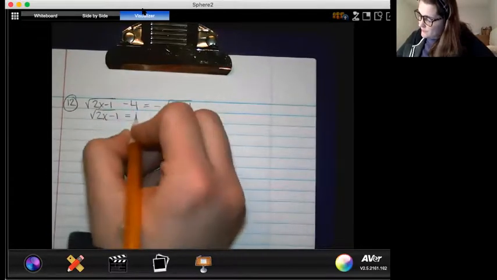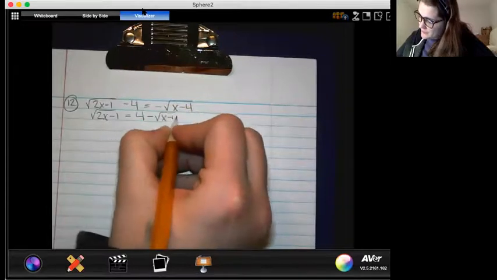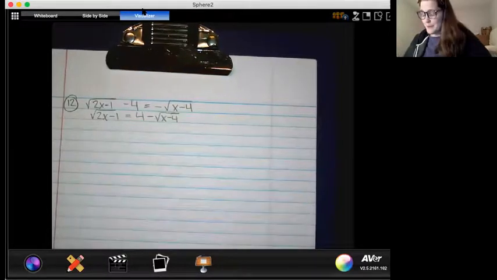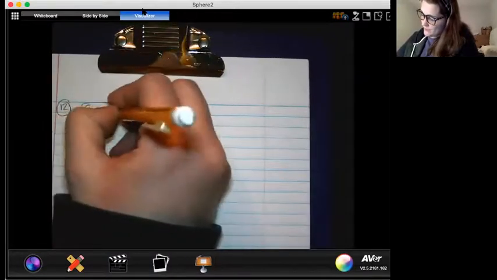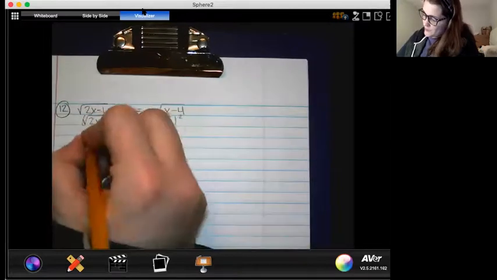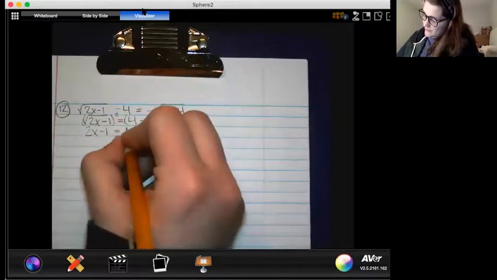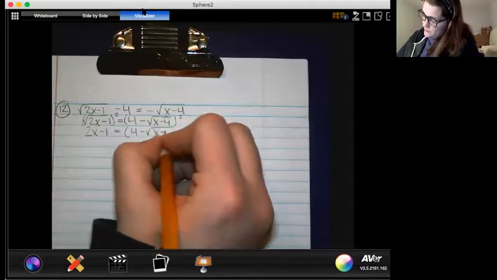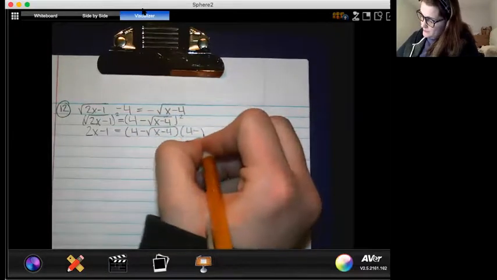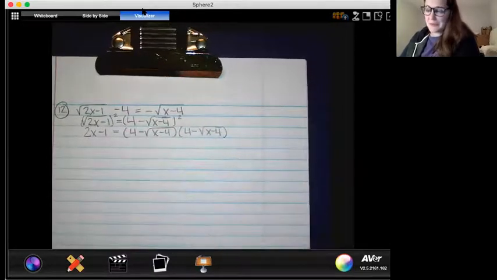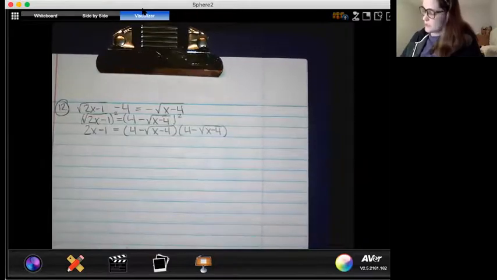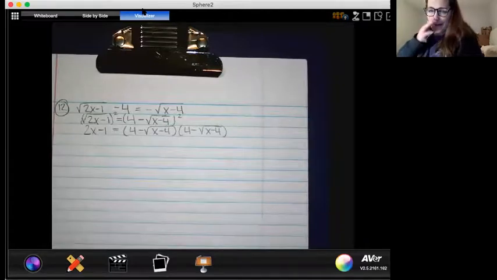So add the 4, so I get 4 minus square root of x minus 4. Okay, I know that saves only one line, but if you're wanting to save lines, that would be the one you could do. Now we're going to square both sides. Okay, so I get 2x minus 1 equals 4 minus square root of x minus 4 times 4 minus square root of x minus 4. Now I said we were going to condense it, but if you didn't notice, this radical is a little bit more difficult than we've done before. So we're going to condense it, but not totally just make it disappear, okay?